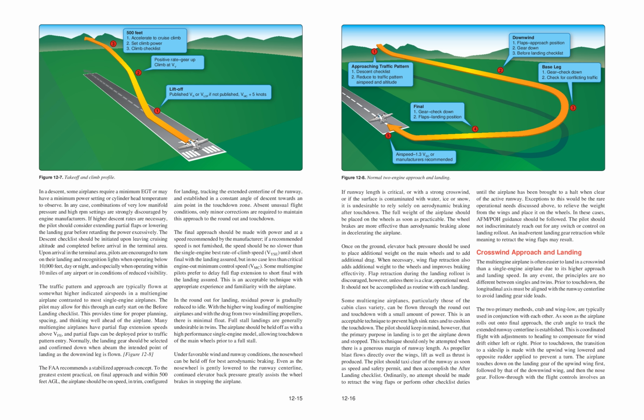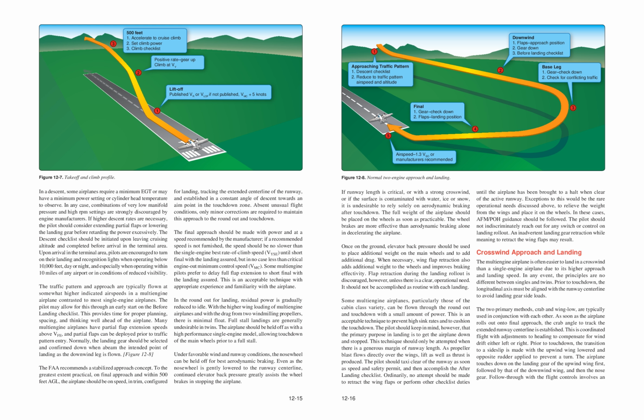The FAA recommends a stabilized approach concept. To the greatest extent practical, on final approach and within 500 feet AGL, the airplane should be on speed, in trim, configured for landing, tracking the extended centerline of the runway, and established in a constant angle of descent towards an aim point in the touchdown zone. Absent unusual flight conditions, only minor corrections are required to maintain this approach to the roundout and touchdown.